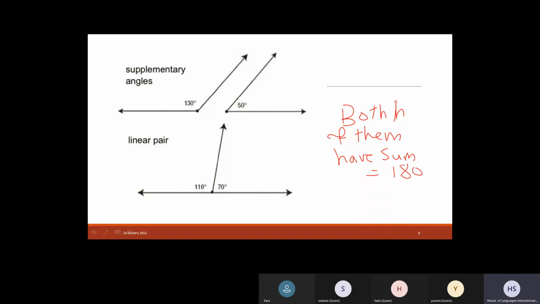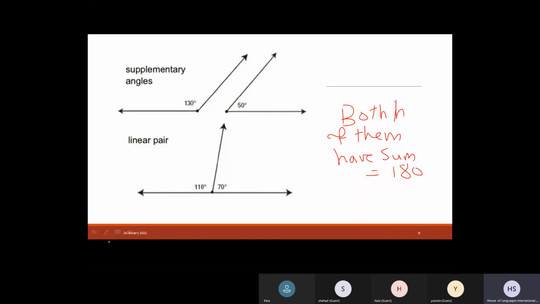Here, 130 plus 50 is what? 180. 110 plus 70 is 180. So the linear pair or supplementary angles have a summation of 180. But what is the difference between them? The first one, they are on the same line. The second one, they aren't on the same line. They are two angles, one may be up, one is down, but their summation is 180.